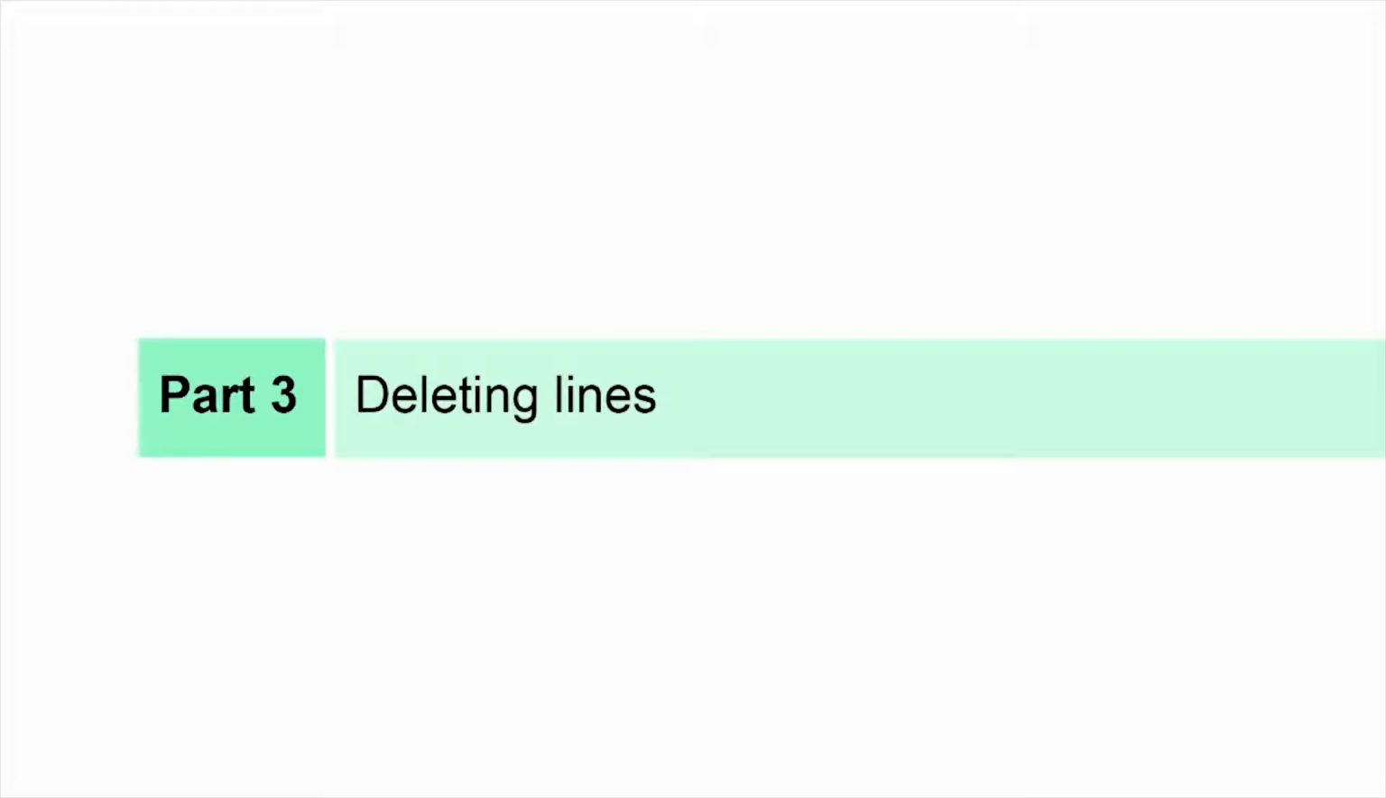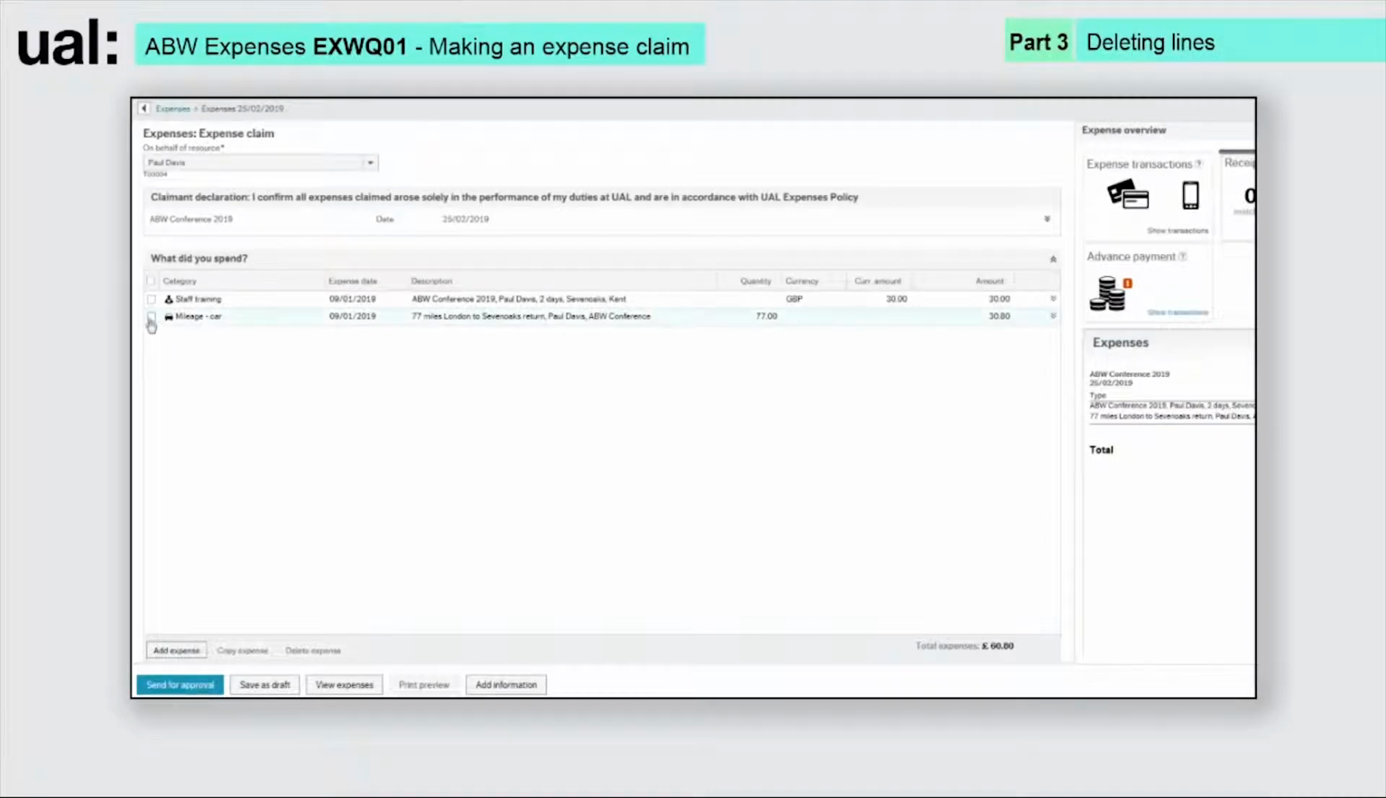Part 3. Deleting lines. To delete any line of the claim, click the checkbox in the left-hand side. A tick will appear in the box. When a tick has appeared in the box, click the Delete Expense button at the bottom of the screen. This line is now deleted.